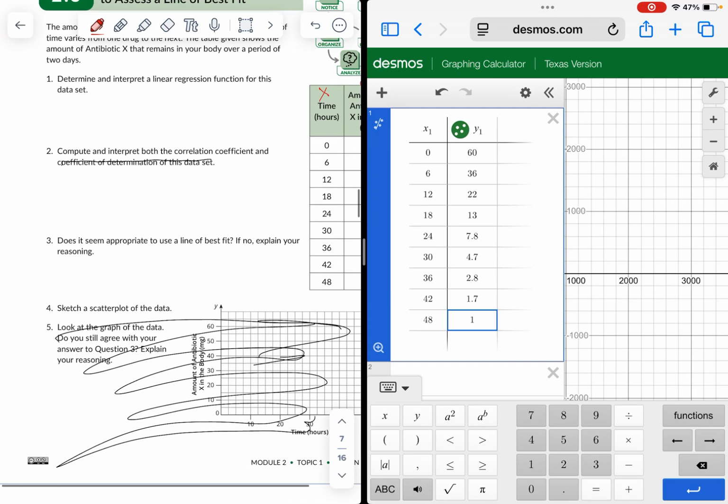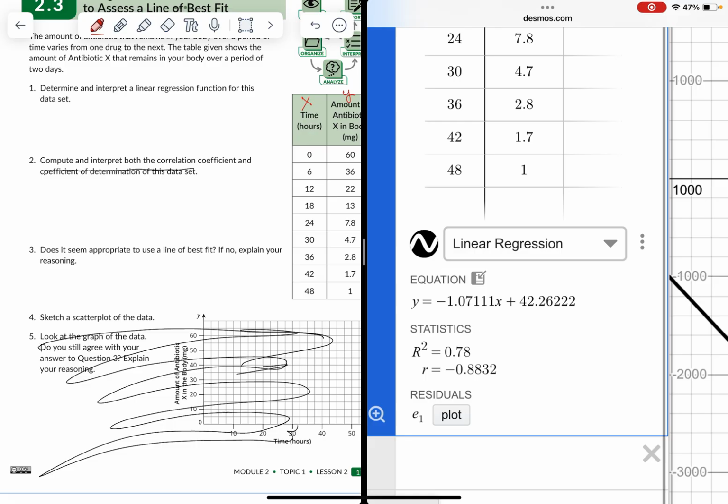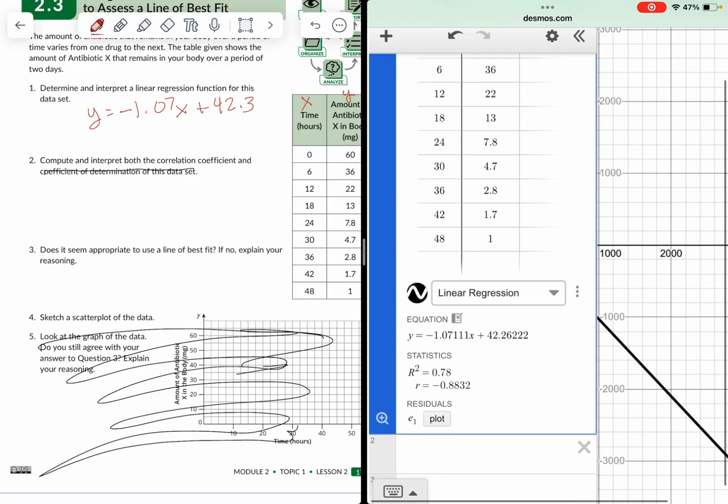So let's see what's going to happen here. Let's press our regression, and here is the equation that I get. So I have a line of regression, line of best fit, and we'll go look at the graph in just a second. Y equals negative 1.07, and we're just going to chop it off there. X plus 42.3. Okay, I'm going to leave it at that. So let's go look at the picture.